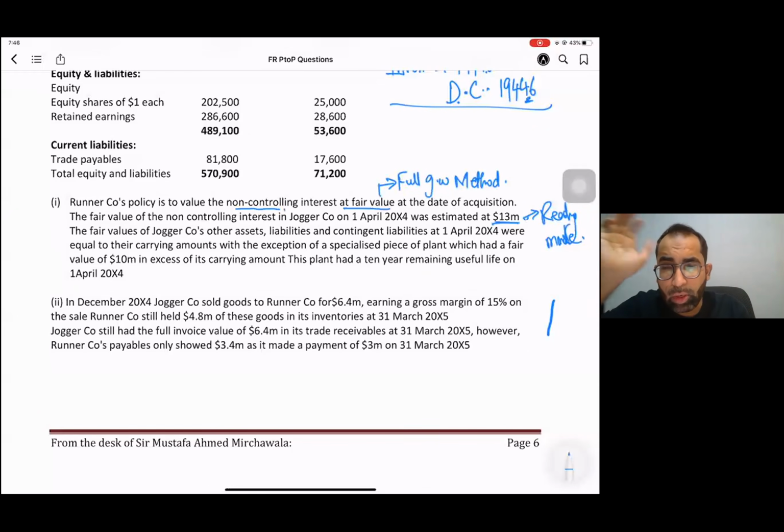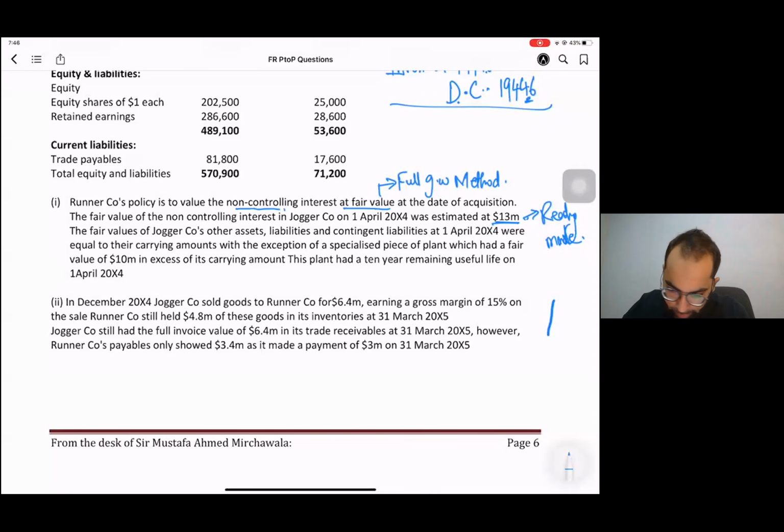Now I have a question. Come on, no need to sleep. Listen, this fair value of NCI goes at two places. Can you write? Fair value of NCI at acquisition. Number one, in the goodwill calculation. Number two, in the NCI calculation. Very good, excellent. In the goodwill calculation it goes, and in the NCI calculation also. Great, good response.